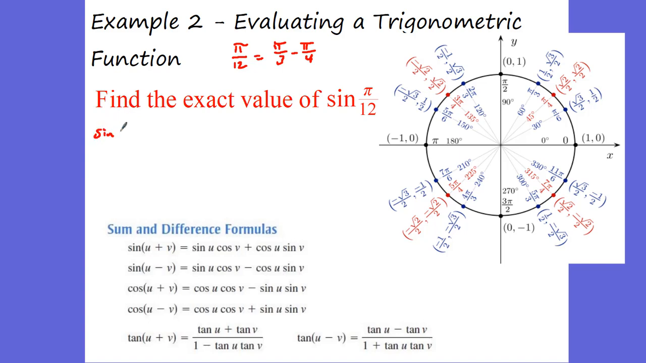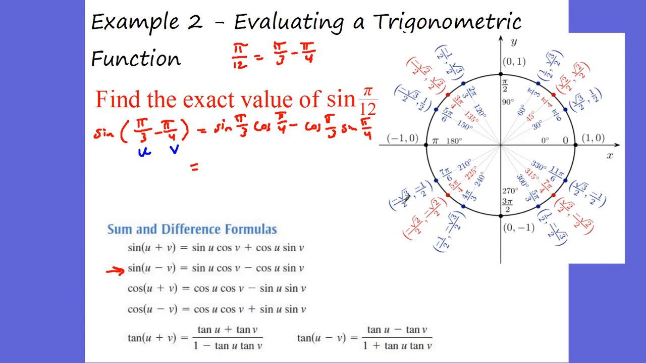So what do we really have? We have sine of pi over 3 minus pi over 4, which means I'm going to be using this difference formula, which means this is my u and that's my v. And I'm just going to stay consistent. I'm always going to use pi over 3 as u, pi over 4 as v. So we have sine of pi over 3 times cosine of v, cosine of pi over 4, minus cosine of u, that's cosine of pi over 3, times sine of v, sine of pi over 4.